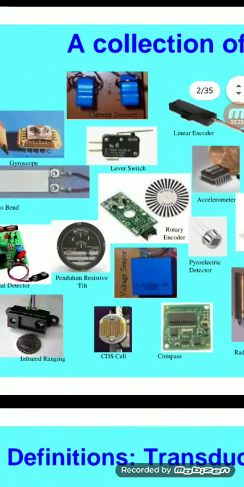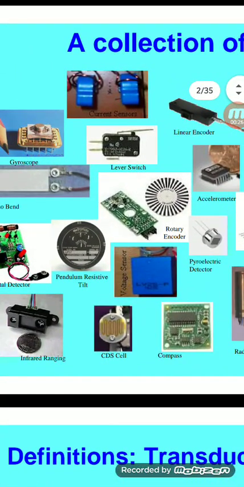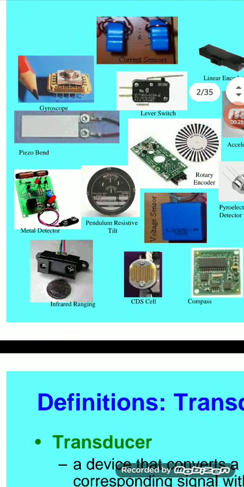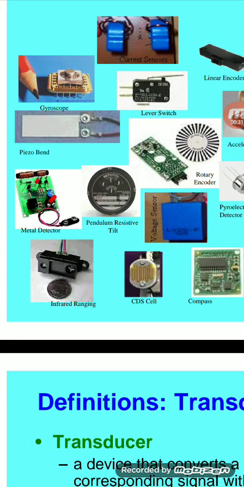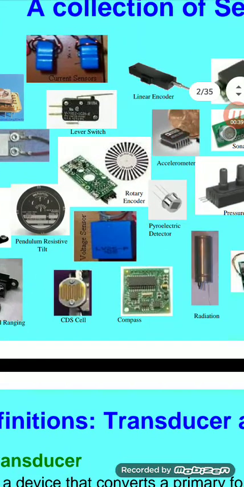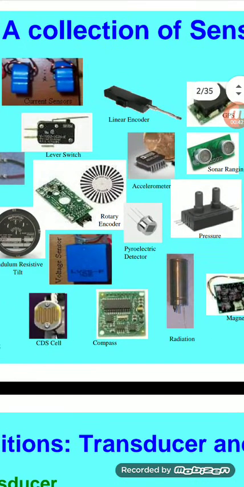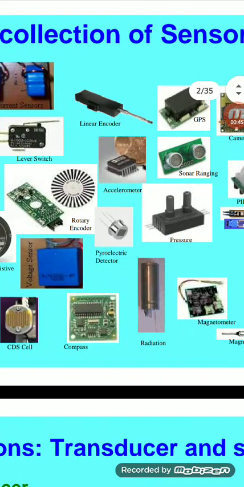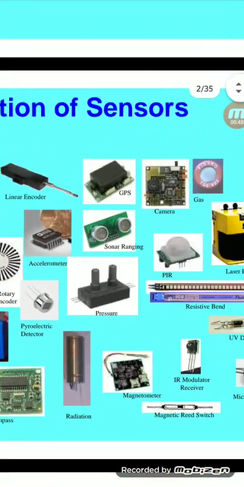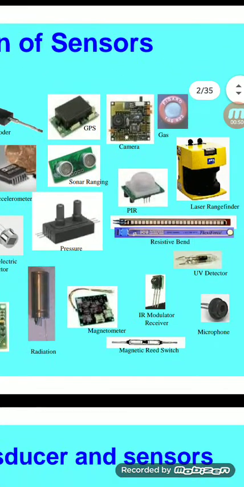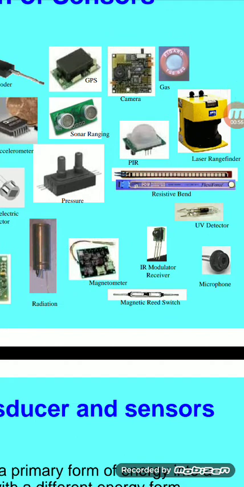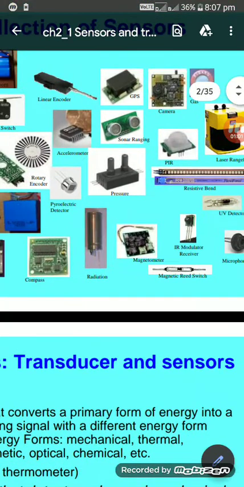First one, current sensors and gyroscope sensors, level switch, piezo bend sensors and metal detectors. Next, infrared IR sensors, CD cells, that means the LDR sensor, pyroelectric detectors, pressure and ultrasonic sensors, limit switch, encoder, GPS, camera, gas sensors, laser sensors, PIR sensor, UV detectors, IR module receivers, microphones, and magnetic switch, reed switch. So, there are a total number of sensors.